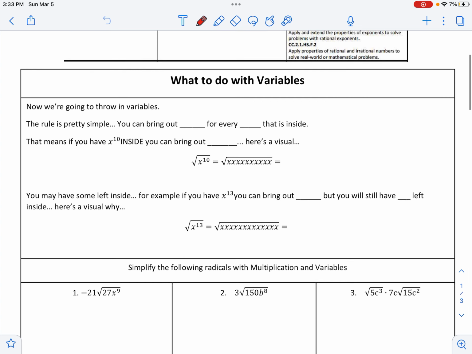So now what in the world do we do with variables if they're inside square roots? The rule is kind of simple. You can bring out 1 for every 2 that's inside. So let's say that you have x to the 10th inside. You can bring out 5 of them, and here's why.